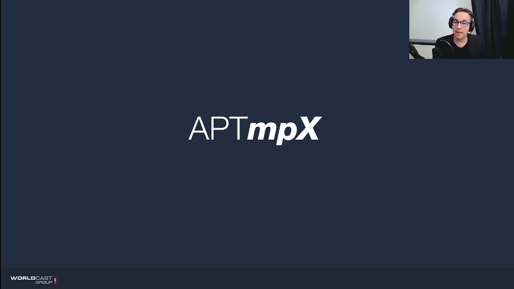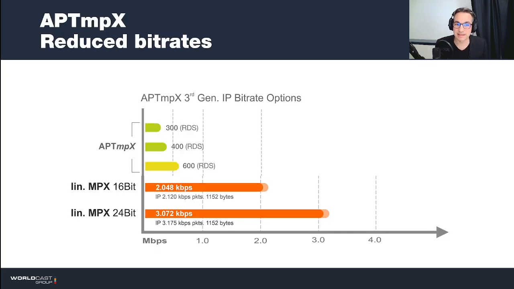APT-MPX is an MPX compression algorithm. A compression algorithm is what you know as MP3, for example, for audio, which is the very famous compression algorithm for consumers. For audio over IP, for FM, usually we use better quality compression algorithms such as enhanced aptX. Well, for MPX, we will use APT-MPX.